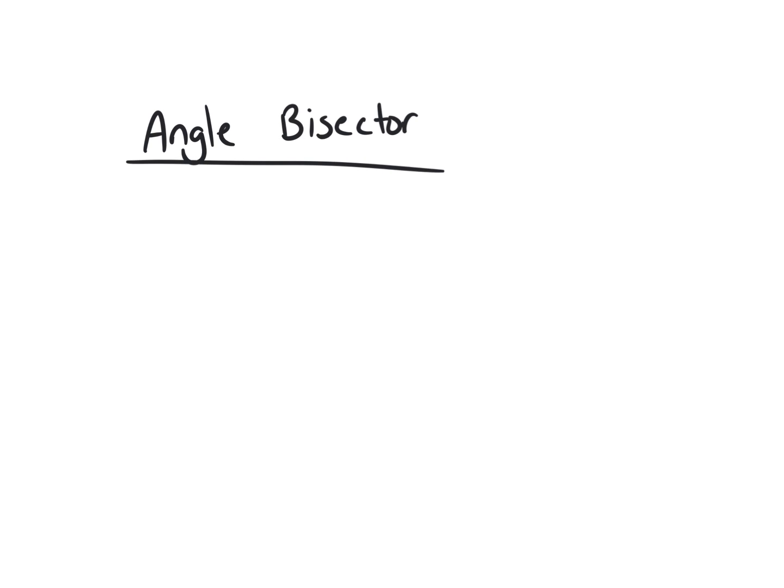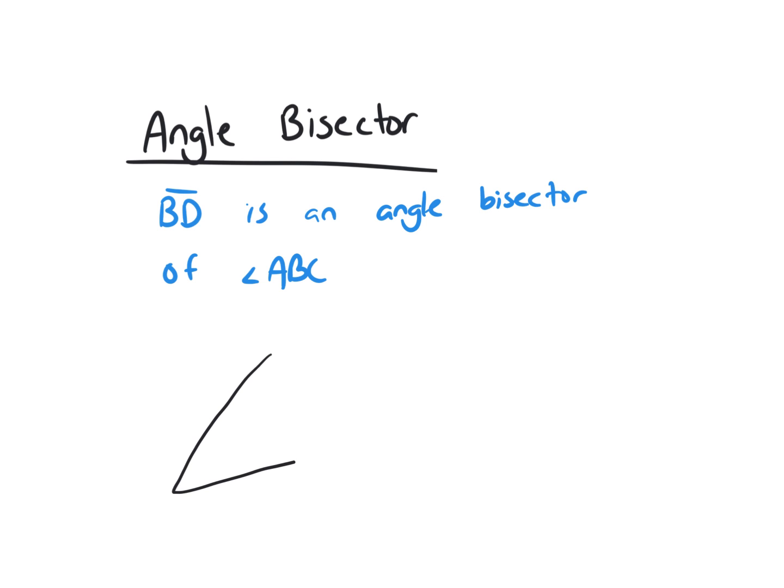All right, on your example 7, I want you to write this last definition here today. Okay, now we're going to talk about an angle bisector. What do you think an angle bisector is? For our picture here, I'm going to say BD is an angle bisector of angle ABC. Okay, so I'm going to draw this picture to match. So I have angle ABC, and BD is an angle bisector, so I'm going to draw that line right here.